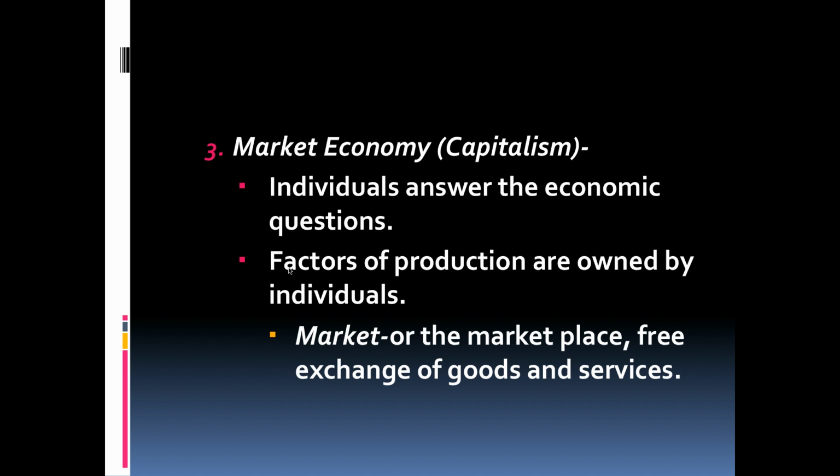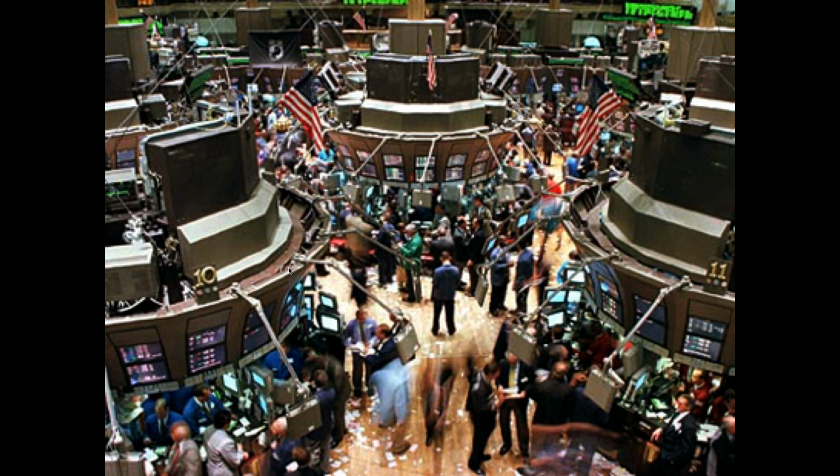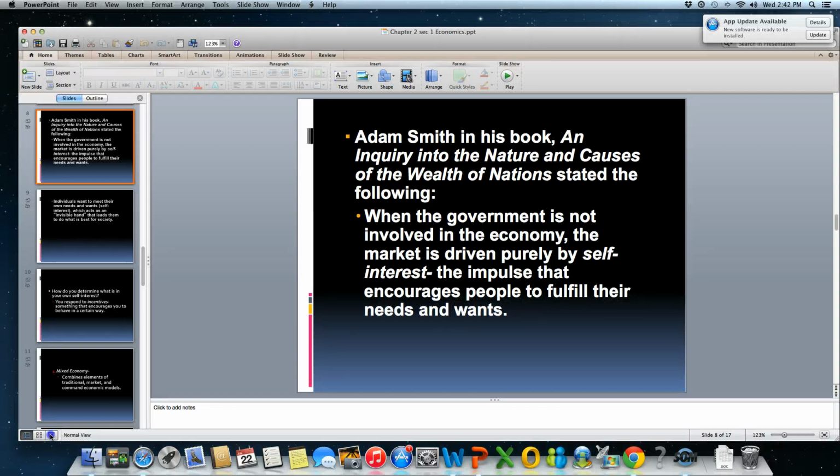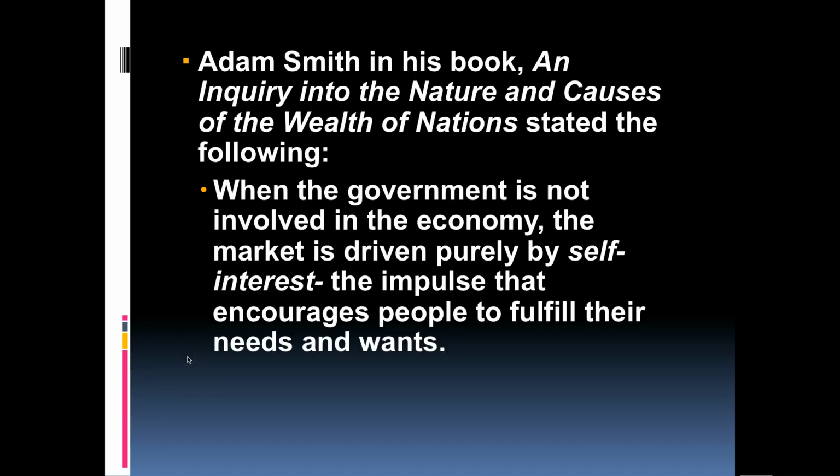So when I think of a market economy, I think of 2 things. The first thing is the New York Stock Exchange. This is the inside of the New York Stock Exchange in New York City. And this gentleman right here is Adam Smith. So Adam Smith, in 1776, wrote a very famous book, and it was called An Inquiry into the Nature and Causes of the Wealth of Nations. The short name of that book is The Wealth of Nations. And it stated many, many things, some of the most important being this. So when the government is not involved in the economy, the market is driven purely by self-interest, the impulse that encourages people to fulfill their needs and wants.